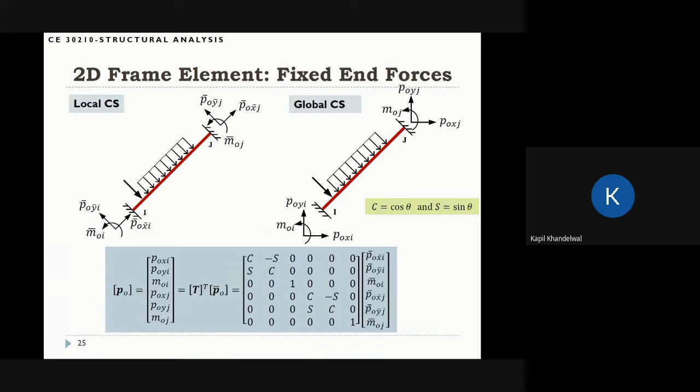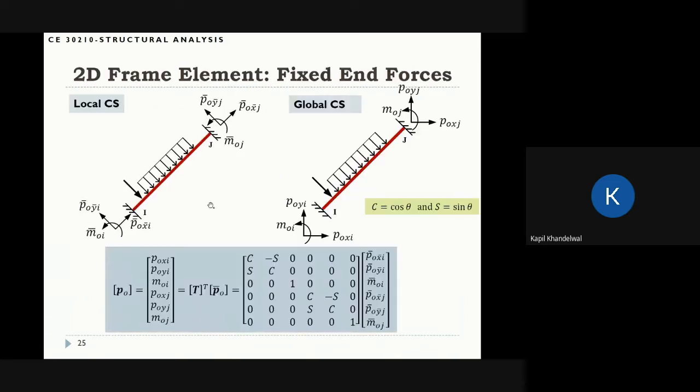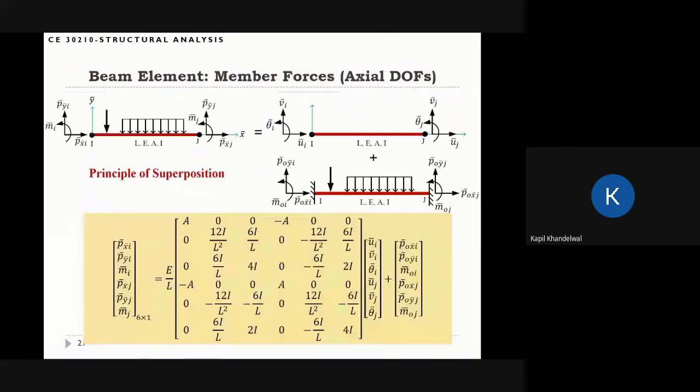Once you have the fixed end forces, we can write the equilibrium for a single frame member. One other important thing I want to point out is that when you're calculating the member forces after solving the problem, the member forces for a frame element should always be presented in the local system. They should not be presented in the global system.